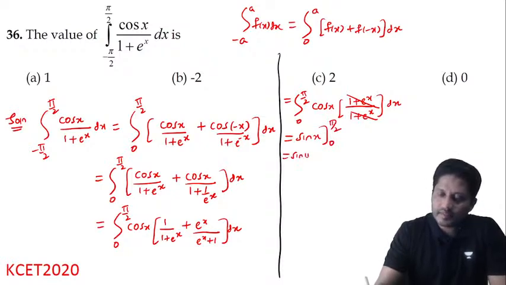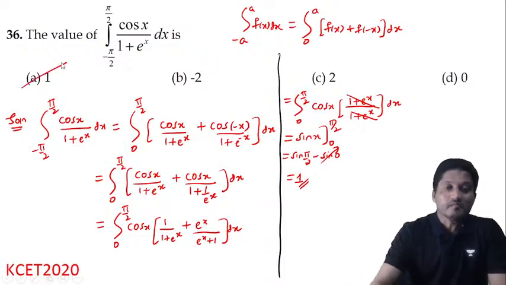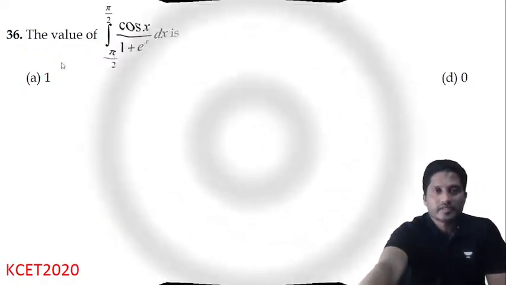Upper limit is sin pi by 2, lower limit is sin 0. Sin 0 will be 0, sin 90 is 1. Okay, the answer will be option A. Let's move to the next question.